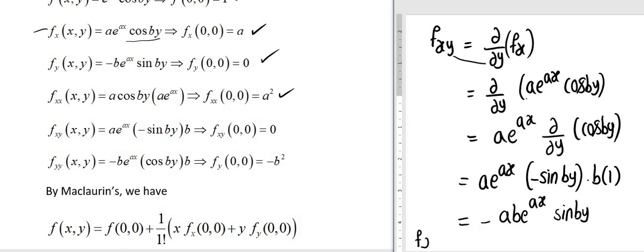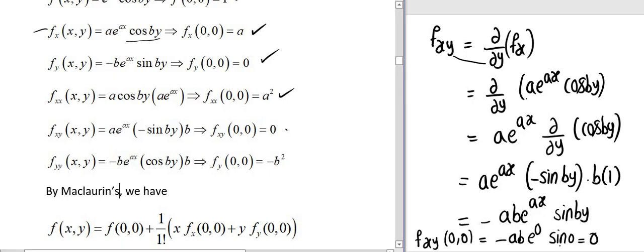Now, I am going to find out f_xy at (0,0), that is minus ab e power 0 sin 0. Why 0? Because 0 into a is 0, 0 into b is 0. Sin 0 is 0, 0 into anything is 0. That's why f_xy at (0,0) is 0.